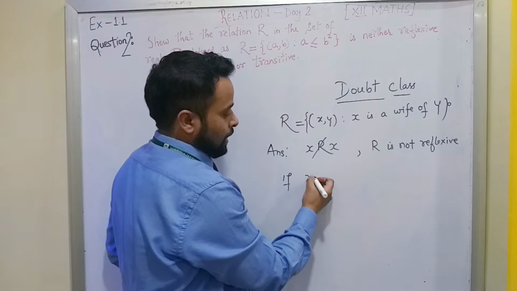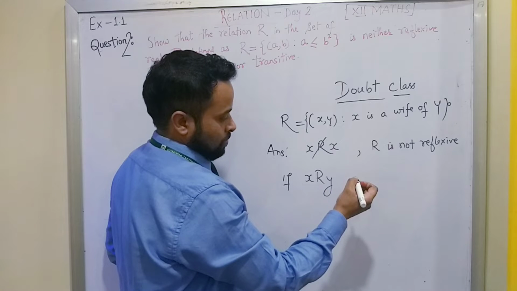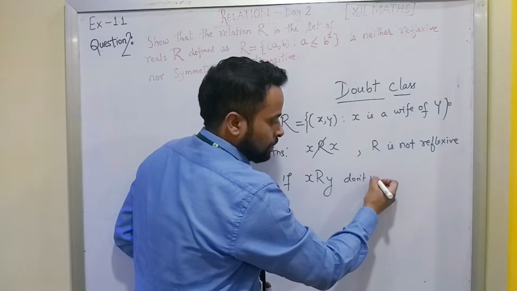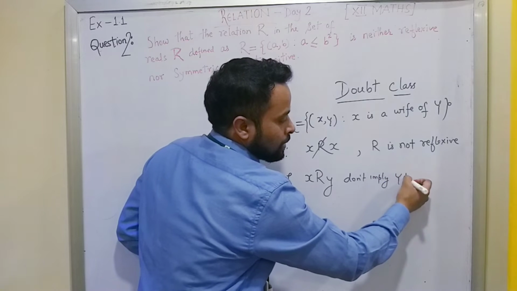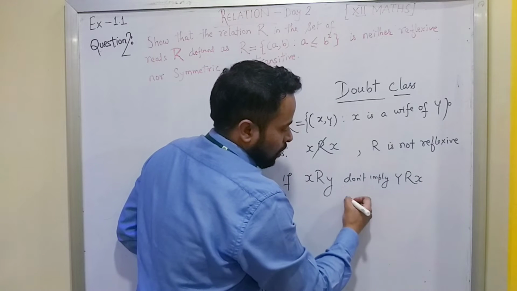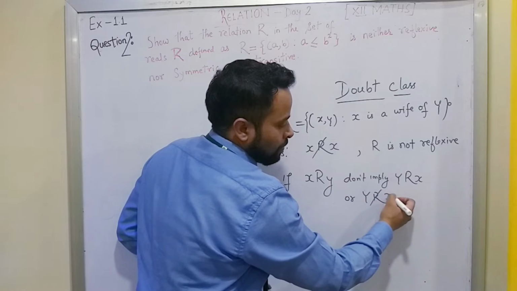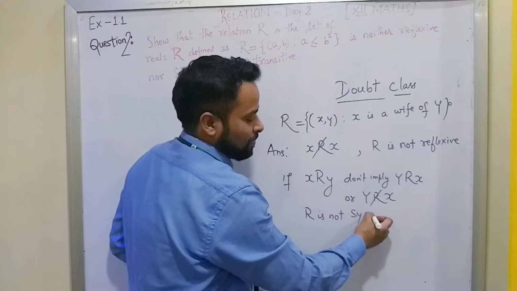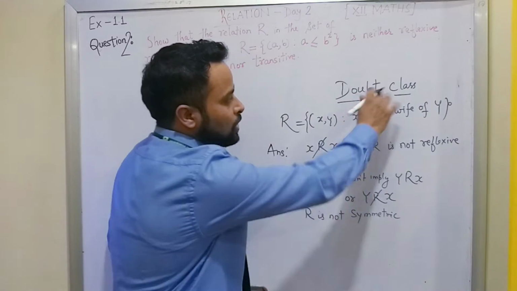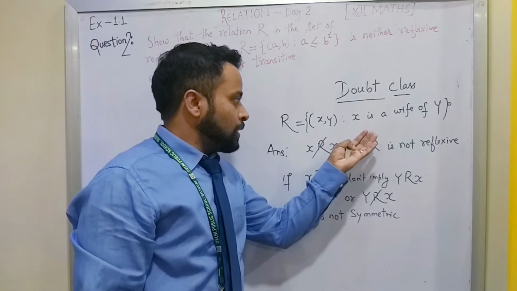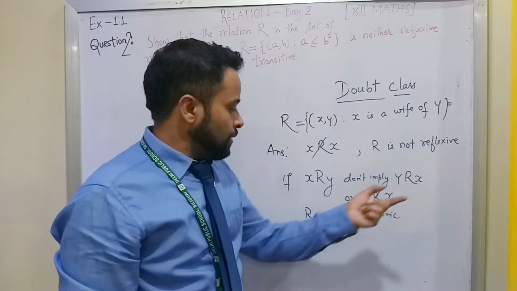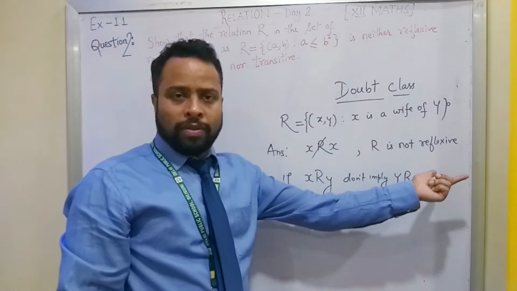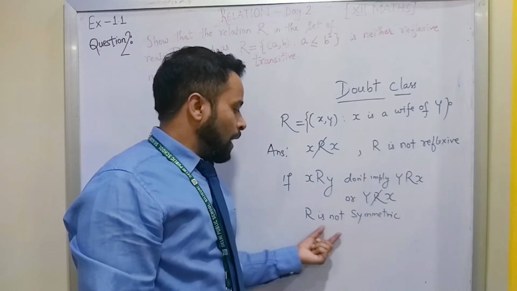If x is a wife of y, it does not imply that y is a wife of x, or we can write y is not a wife of x. R is not symmetric. In this particular question, x is not a wife of x, so not reflexive. If x is a wife of y, then it doesn't mean that y is a wife of x, so R is not symmetric.